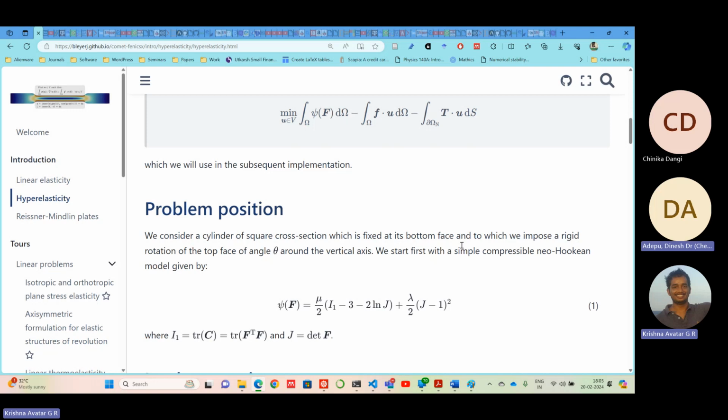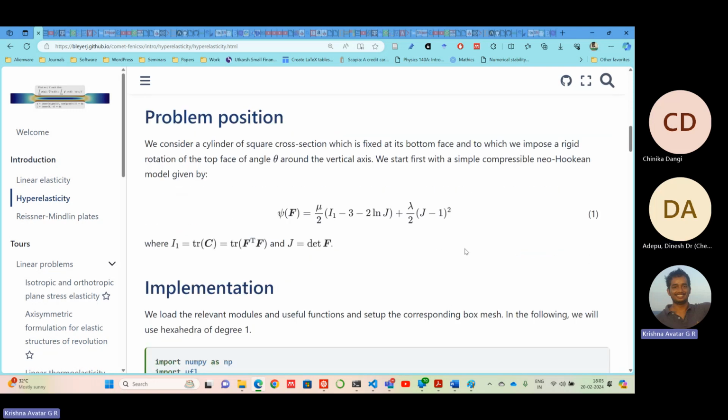Okay, so once we come here, we'll start with a simple compressible neo-Hookean model, with psi of F equal to mu by 2 times (I1, the first invariant, the trace of C, minus 3) minus mu times the natural log of J, plus lambda by 2 times (J minus 1) whole squared, where J is the determinant of F.